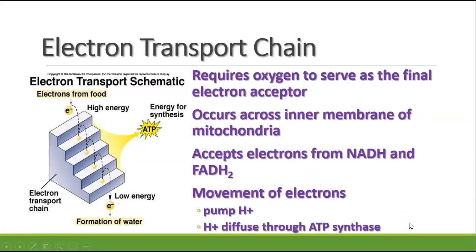The electron transport chain requires oxygen, which serves as the final electron acceptor of this process. It occurs across the inner membrane of the mitochondrion, and similar to what we saw in photosynthesis, it involves the transfer of electrons from one protein to the next. As they're transferred from one protein to the next, they lose a little energy every step along the way, but every protein they pass through is also a proton pump that pumps more hydrogen ions into the intermembrane space. And then those hydrogen ions will diffuse through ATP synthase to make ATP via a process we call chemiosmosis. The electrons are transferred from NADH and FADH2 to the various proteins there in the electron transport chain.